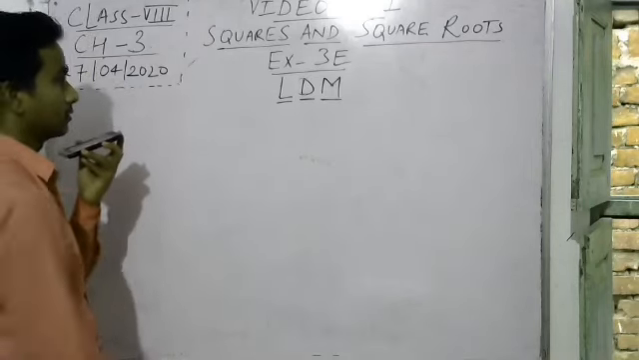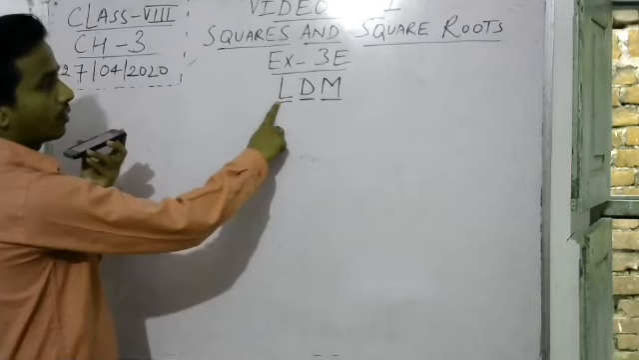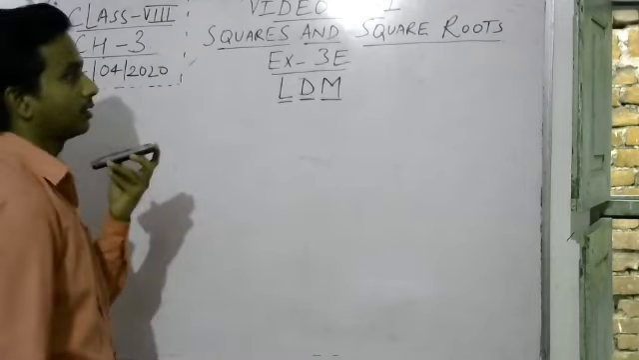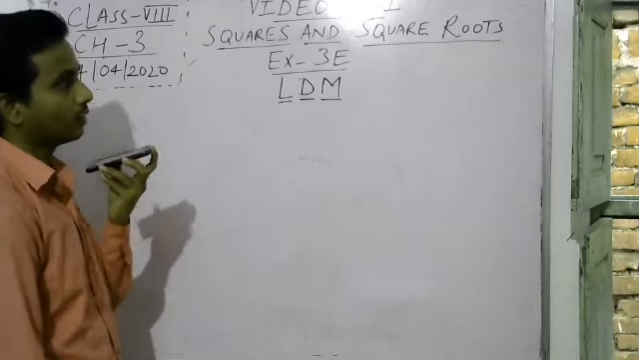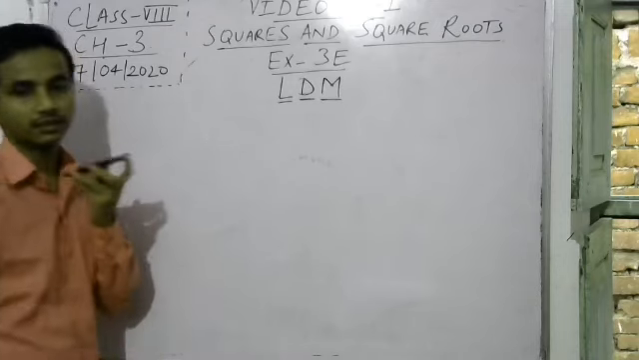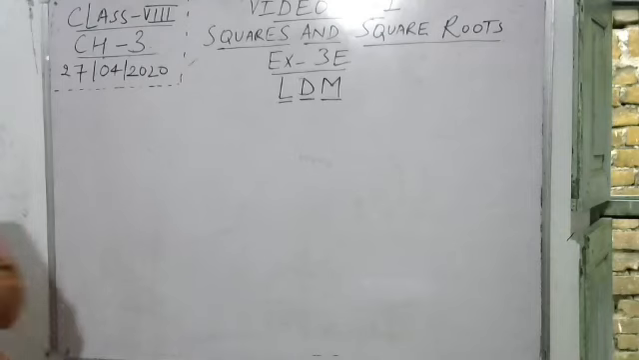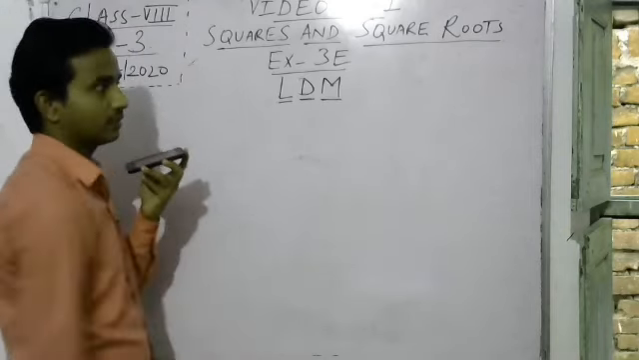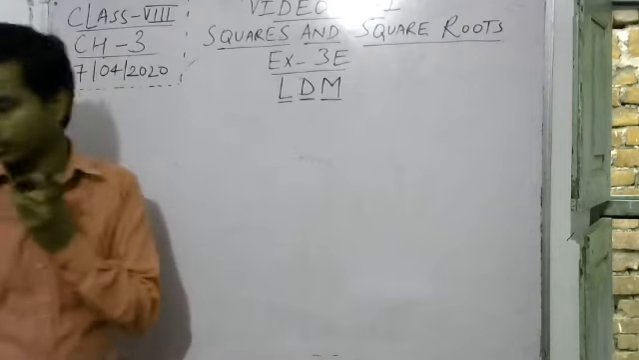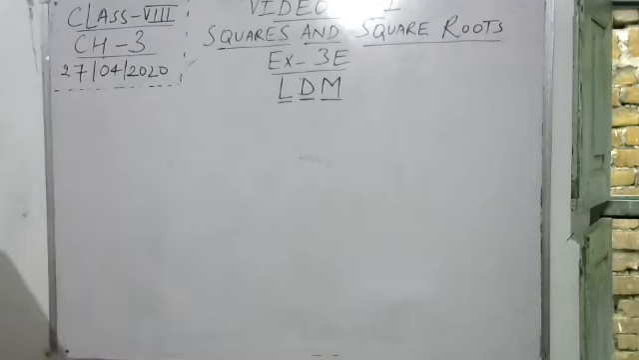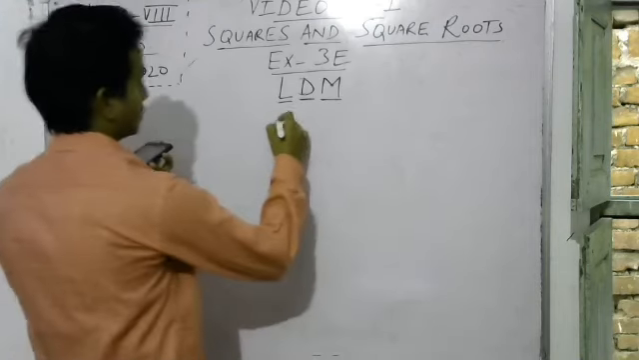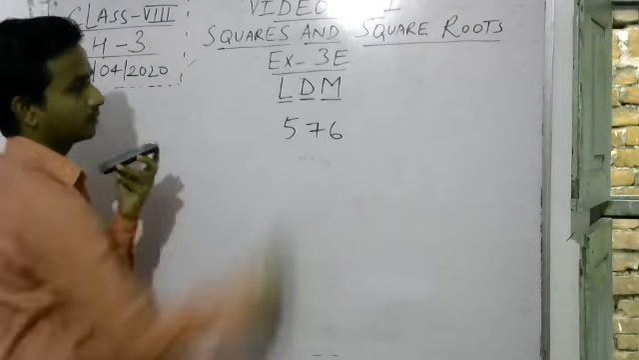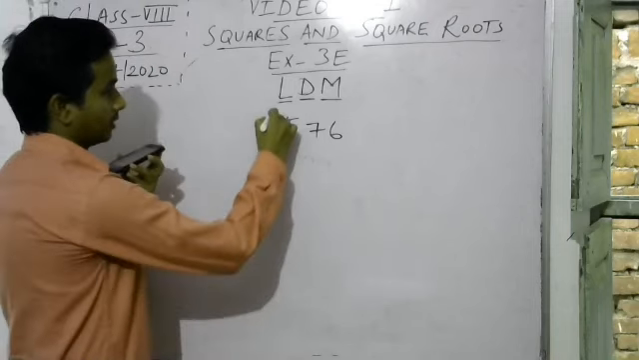Now this LDM means long, L for long, D for division and M for method. Now I will take some examples and teach you how to calculate the square root using this method. All the examples I will take to solve will be from exercise 3E. Okay, so now let's take 576. How to find the square root of 576 using this method.